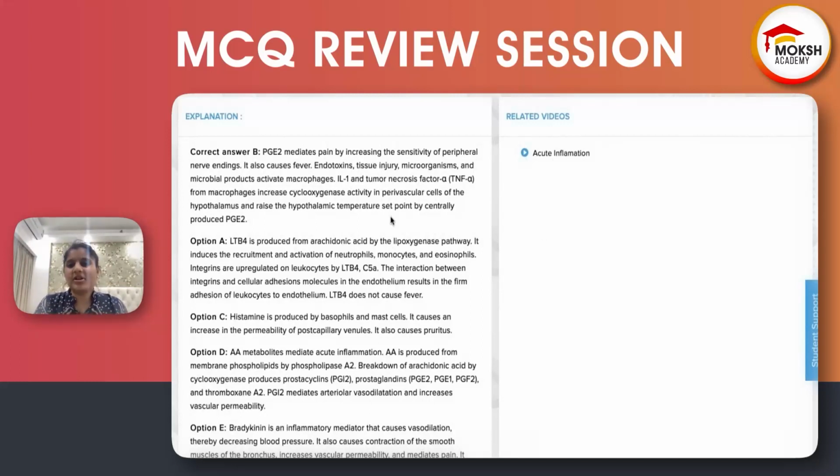And how does it happen? Macrophages get activated, and that will release your IL-1 and TNF-alpha, which go to the perivascular cells of the hypothalamus. Straightforward. Okay. Why not LTB4?